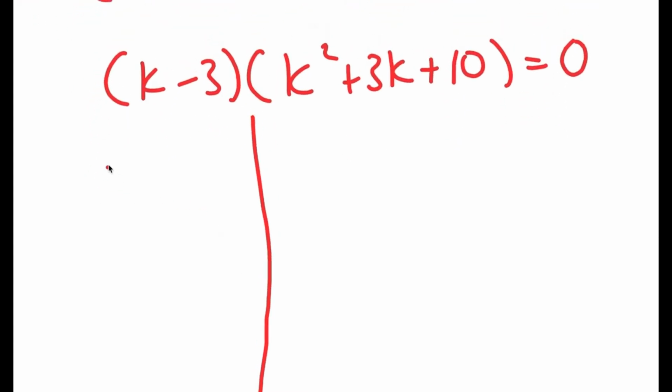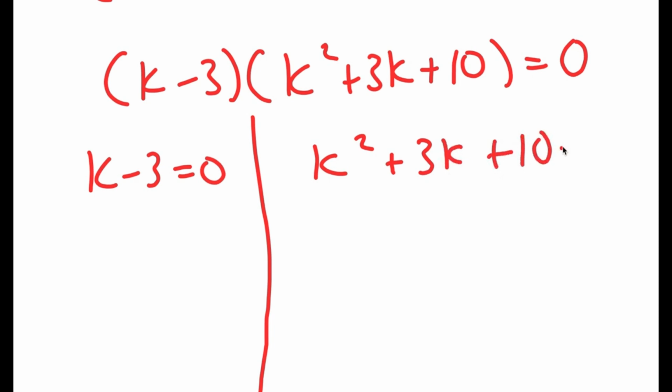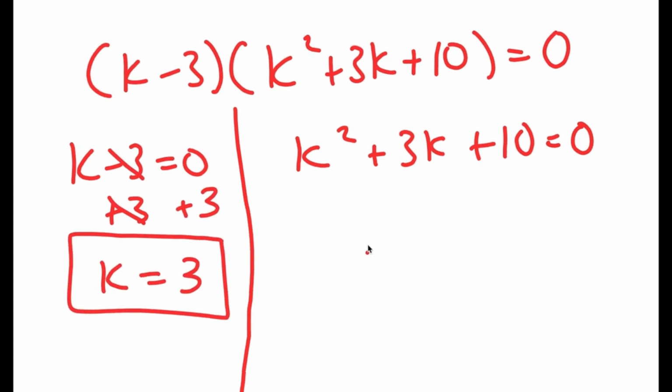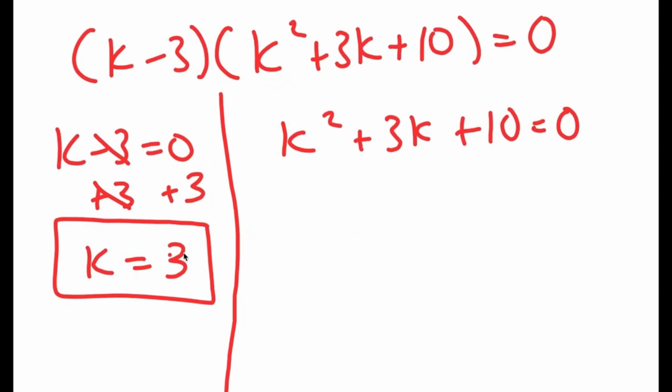Now I'm going to divide this into two different equations. I have k minus 3 equals 0, and k squared plus 3k plus 10 is equal to 0. So for k minus 3 equals 0, I can add 3 on both sides. So I get k is equal to 3. So this is one solution of k.